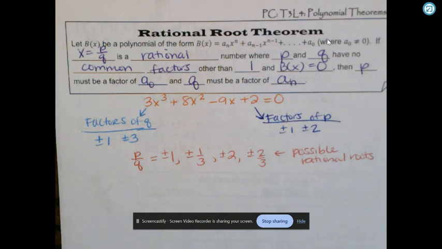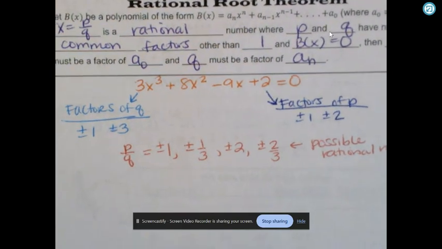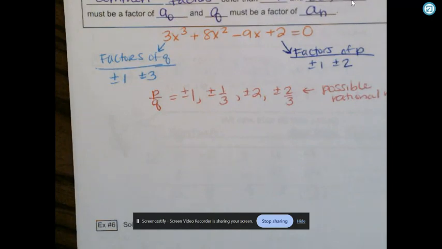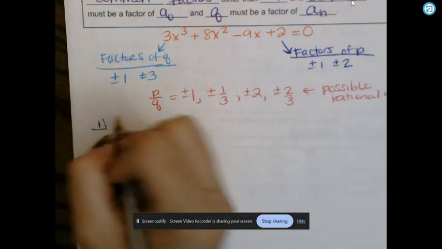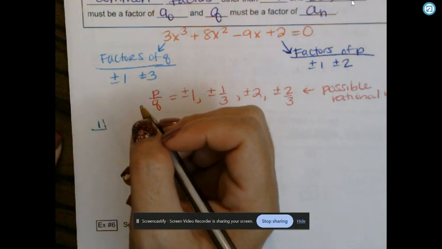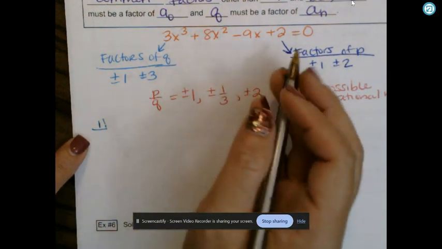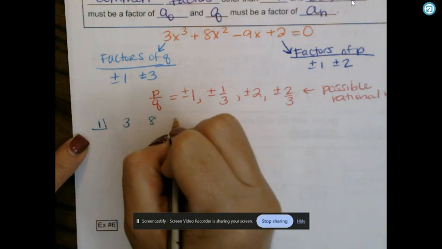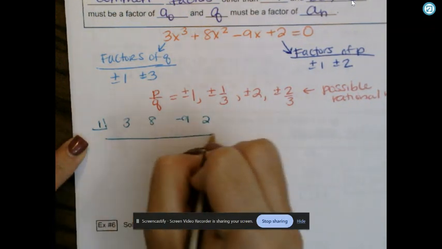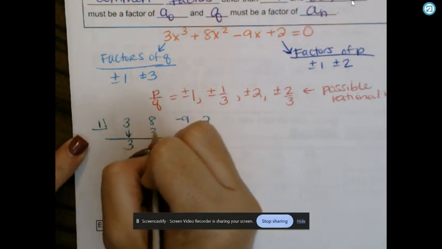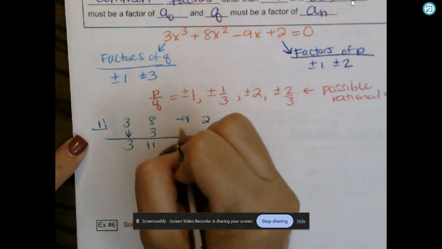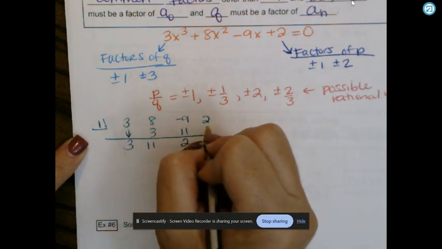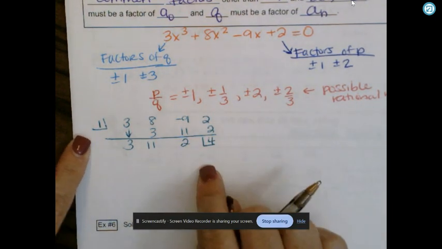All right, so let's see what we got. Let's pick one. You know what one's the easiest one to pick? 1. We don't usually mess up too bad on our math for 1. So if I do 1, it's going to be 3, 8, negative 9, and 2. So let's see what we get. Y'all should be okay with this by now. Okay, it didn't give me a 0.